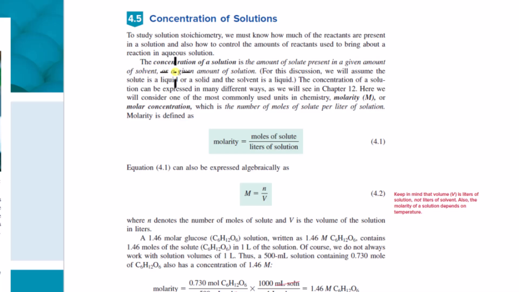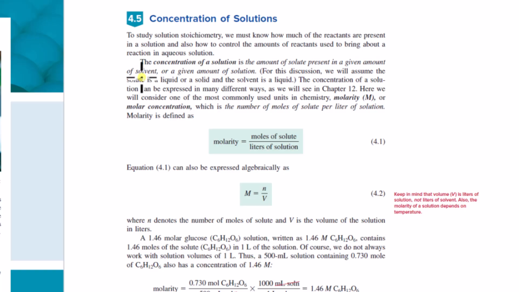So the concentration of a solution is the amount of solute present in a given amount of solvent or a given amount of solution. This definition says the amount of solute present. It just says solute, not solutes plural, because we would think about the concentration of individual solutes. If there are multiple solutes in a solution, then you would have a concentration of each solute. So the amount of a specific solute present in a given amount of solvent or a given amount of solution.